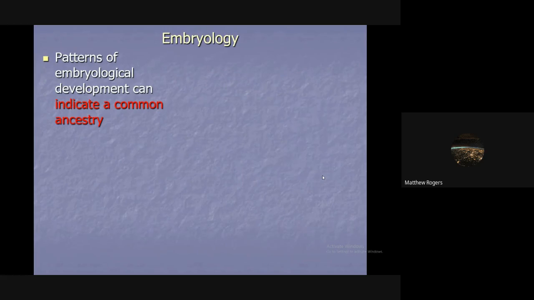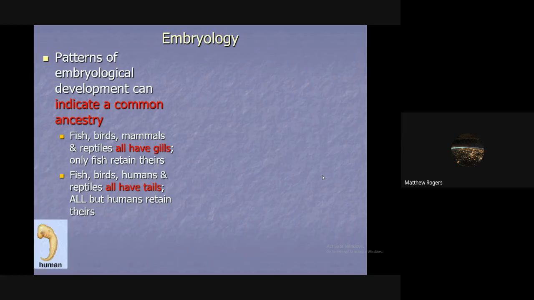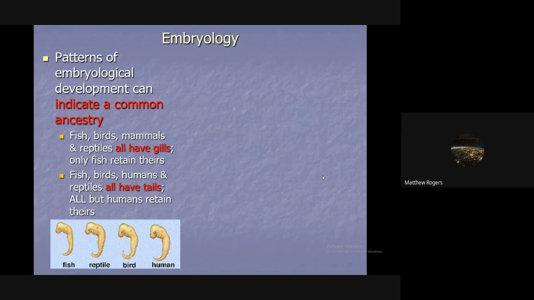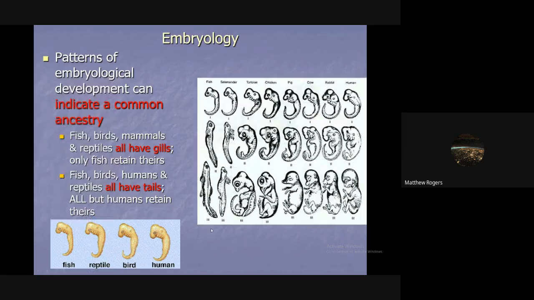Embryology is the pattern of how things develop, and they can indicate a common ancestor. So, for example, these two are charts. They are accurate charts. This is not a joke. This is not cartoony. This is the first week or first development stage of an embryo, I should say, because they're all different times. And you can see all these embryos, no matter if you're fish, salamander, tortoise, chicken, pig, cow, rabbit, human, they all look super similar.